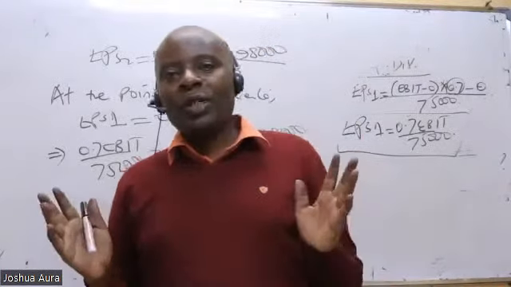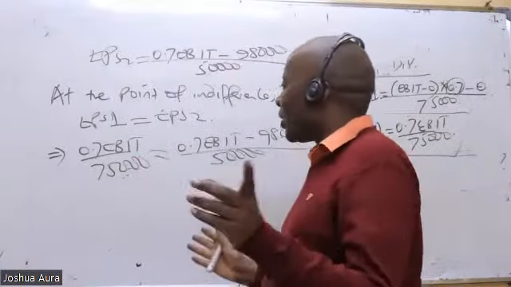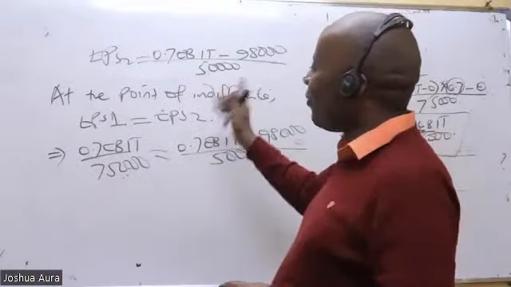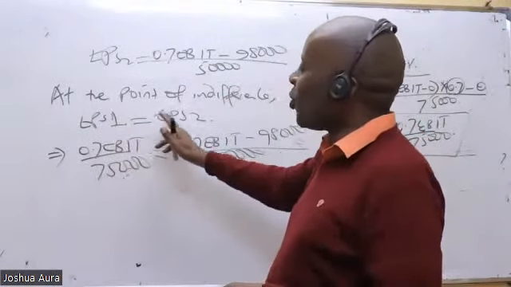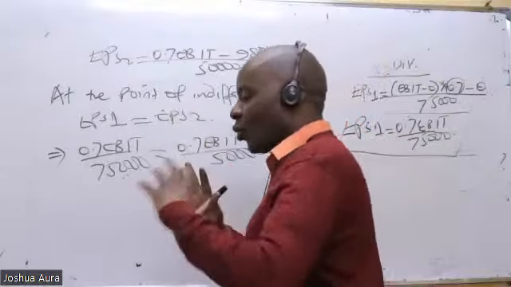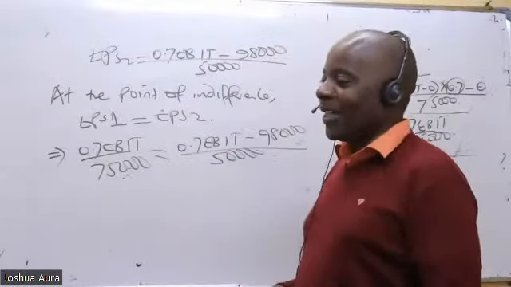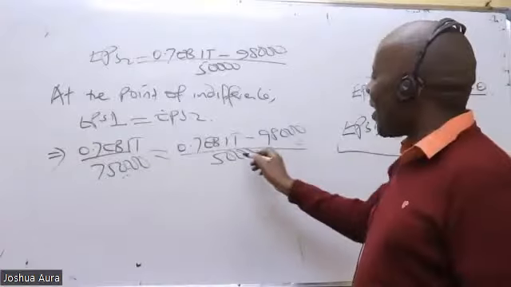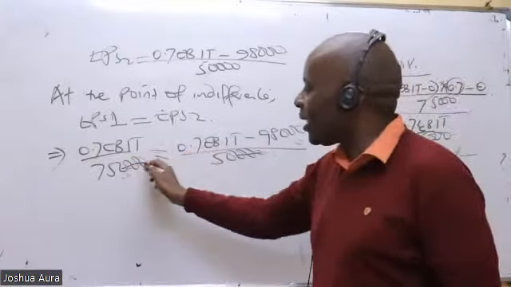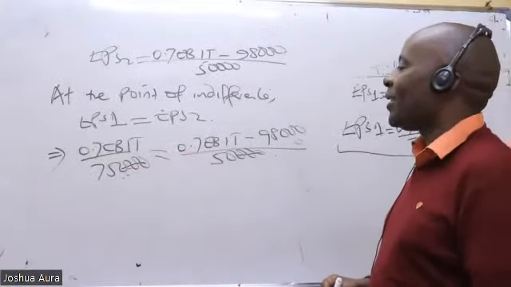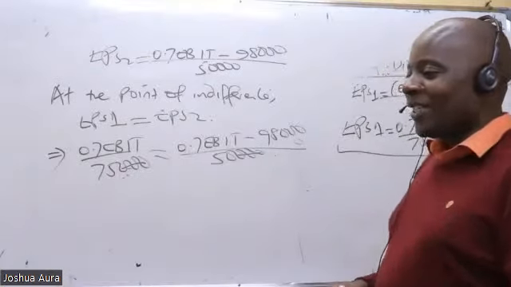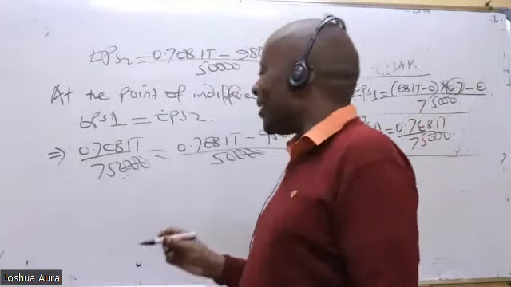So at the point of indifference, ladies and gentlemen, EPS 1 should be equal to EPS 2. So you equate the two formulas. In this particular case, cut these 3 zeros like that to make it easier.